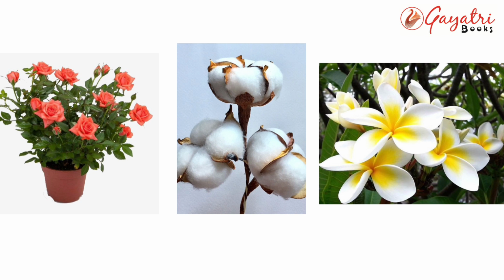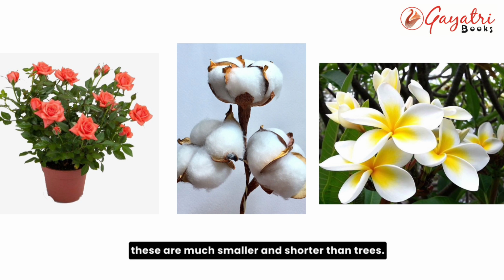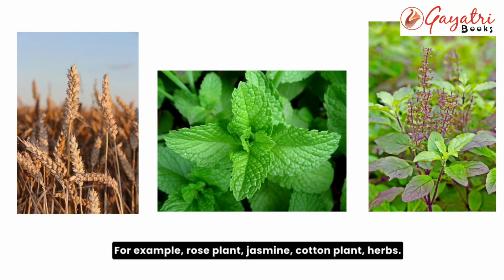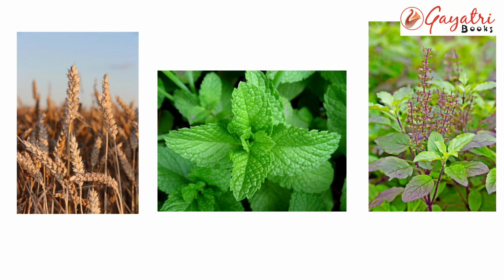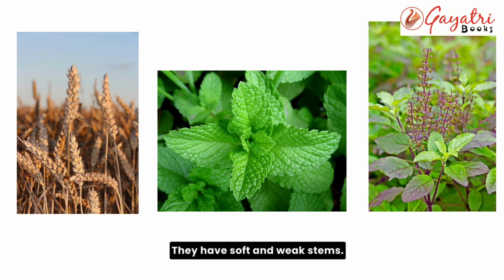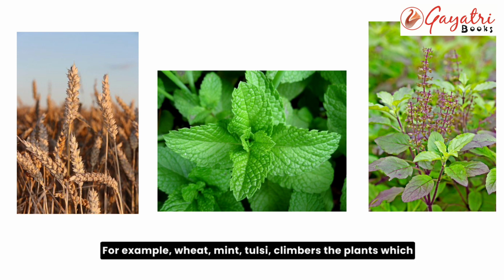Shrubs. These are much smaller and shorter than trees. They are bush-like plants with multiple stems. For example, rose plant, jasmine, cotton plant. Herbs. These are smaller than shrubs. They have soft and weak stems. For example, wheat, mint, tulsi.